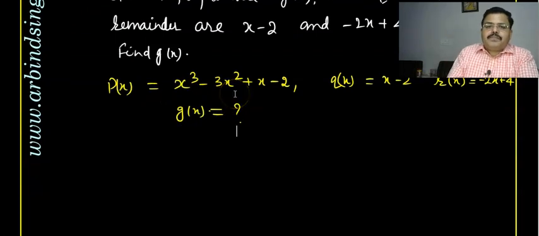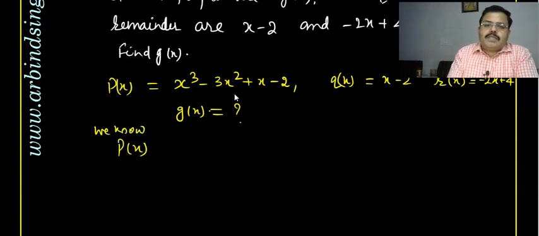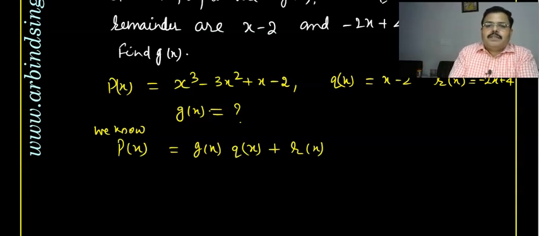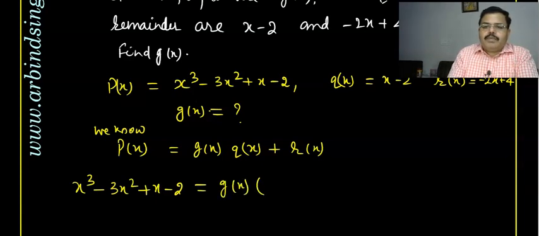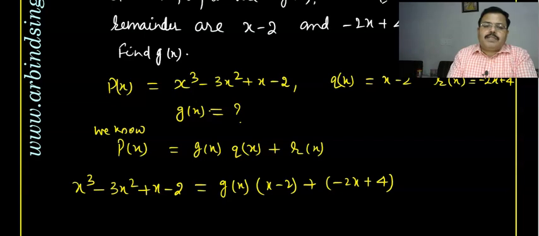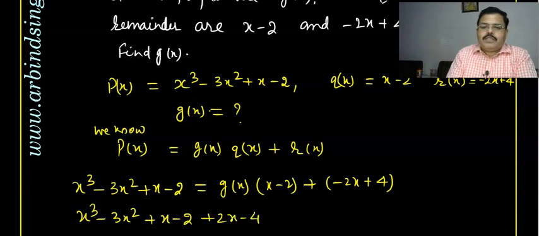Now, we know from the division algorithm that p(x) is equal to g(x) multiplied by q(x) plus r(x), isn't it? So we can put the values respectively. x cube minus 3x square plus x minus 2, and g(x) we do not know, but we know x minus 2 and r(x) is minus 2x plus 4. So clearly this minus 2x plus 4 will come to this side, and it will be x cube minus 3x square plus x minus 2 plus 2x minus 4 is g(x) into x minus 2.